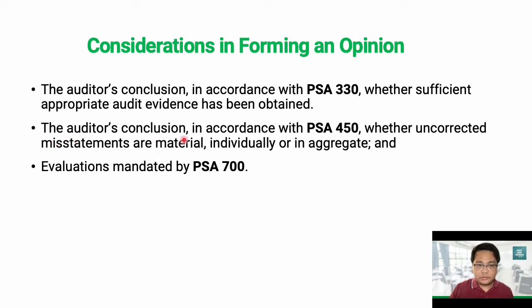Next, our conclusion in accordance with PSA 450: whether the uncorrected misstatements are material, individually or in aggregate. Meaning to say, after we have proposed our adjustments and after our client, for example, affected certain adjustments that we have proposed and did not affect some of the adjustments that we have proposed, whether those uncorrected misstatements are already immaterial or still material, individually or in aggregate.